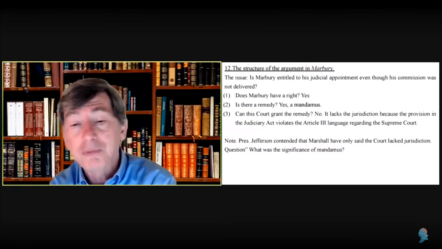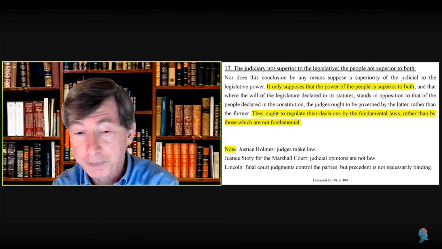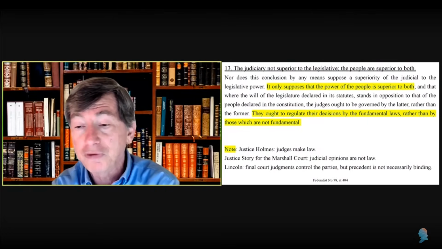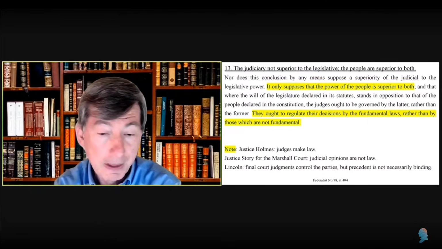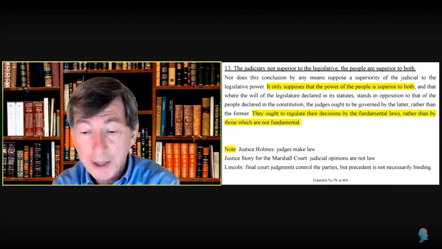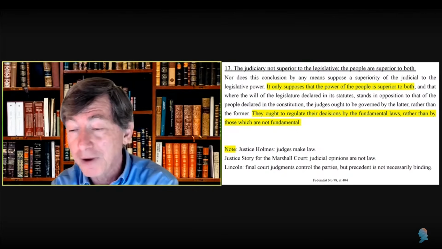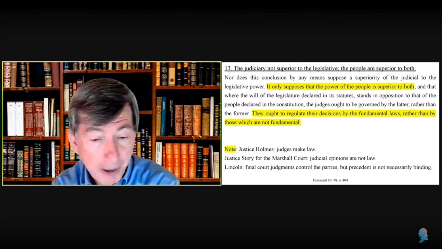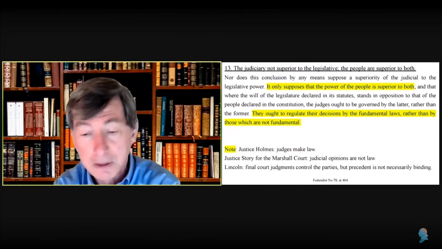The judiciary is not superior to the legislature; the people are superior to both. It only supposes the power of the people is superior. They ought to regulate their decisions by the fundamental laws rather than by those which are not fundamental.